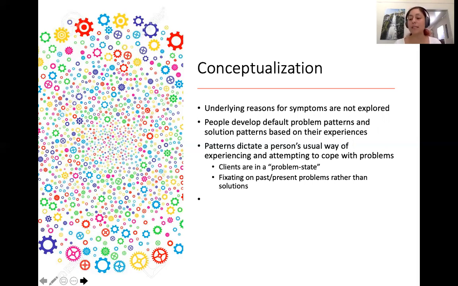So when people become stuck in these unresolved conflicts and problems, they're blocked from focusing on the future because they're stuck in the past and in their problems. And that would be why we see what we see. So symptoms, the problem behaviors that we see in therapy, are the results of these default solution patterns that are ineffective and of being stuck in a problem state that keeps them from seeing their strengths and ways that they've been effective at solving problems in the past.